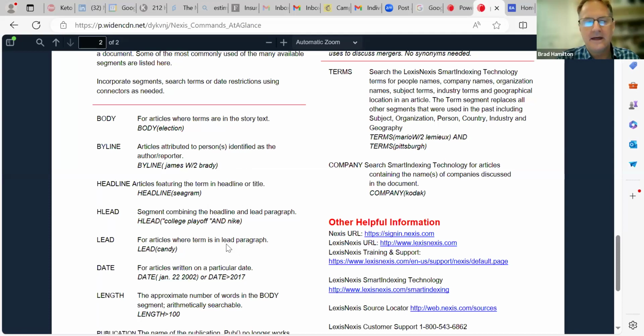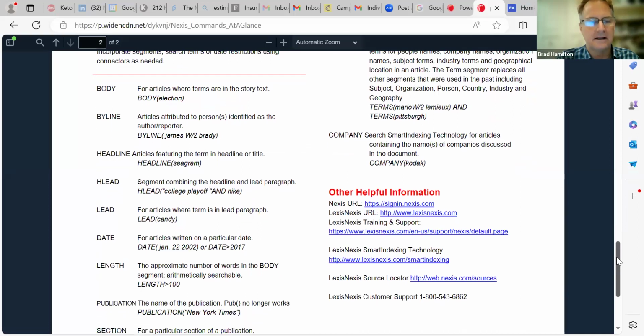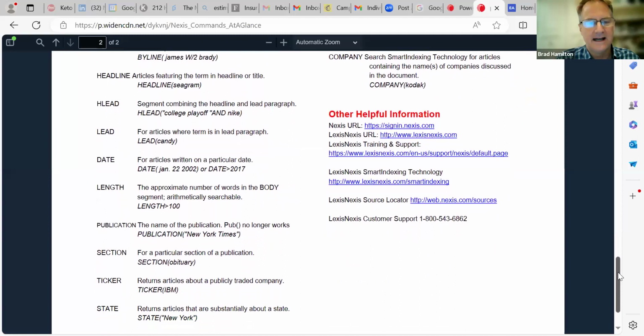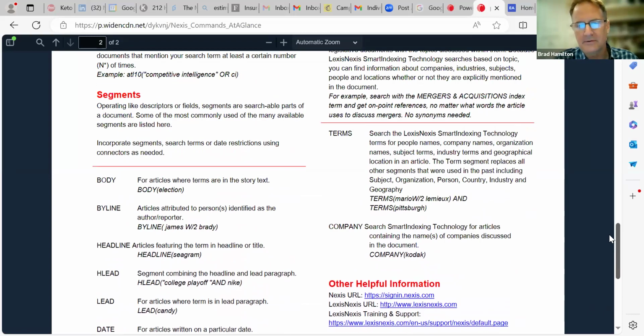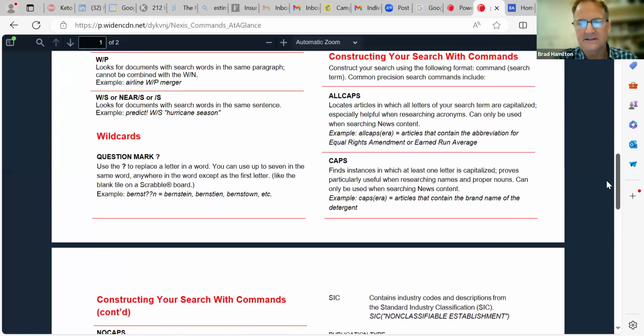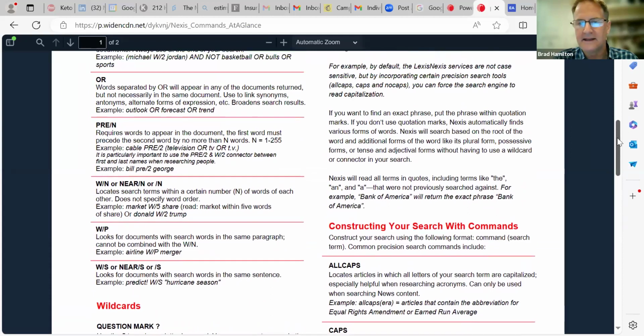All right. And then another one that I like is HLEAD. So the terms that you're searching for both have to appear in the headline and the lead paragraph. And there are other ways that you can tweak this, like the length of the article or the section of a newspaper or whatever. So I'm not going to go through all this, but it's worth looking at because there are some cool tips and things that you can do in here.